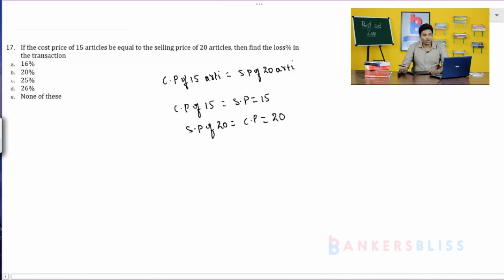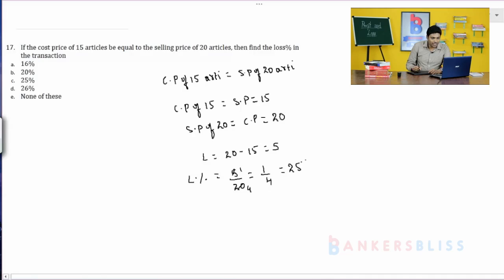So now you got the cost price and you got the selling price. Okay, so see here, what is the loss you got? Loss is equal to 20 minus 15, which is equal to 5. Then what is the loss percentage? That is 5 divided by cost price, that is 20, which is equal to 5 ones are 5, 5 fours are 20. So 1 by 4. 1 by 4 means 25% loss you are going to get. So option C is the right answer.